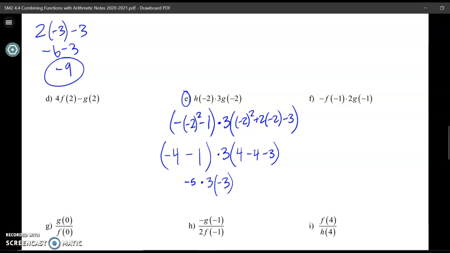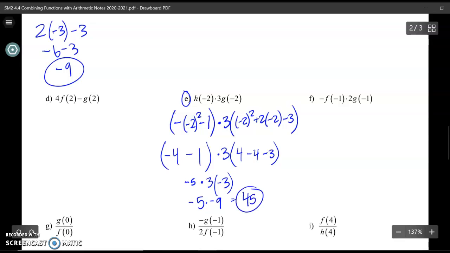So I have 3 times negative 3, which is negative 9. So I'm just left with a 5 times a negative 5 times a negative 9, which is going to be 45. So that 45 is my final answer to this problem.